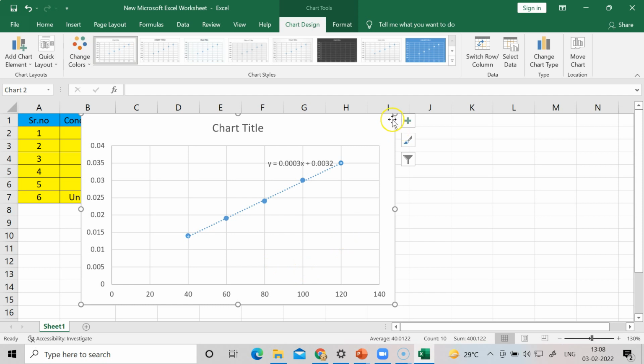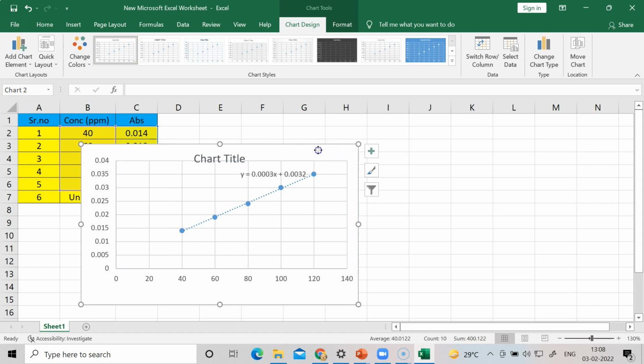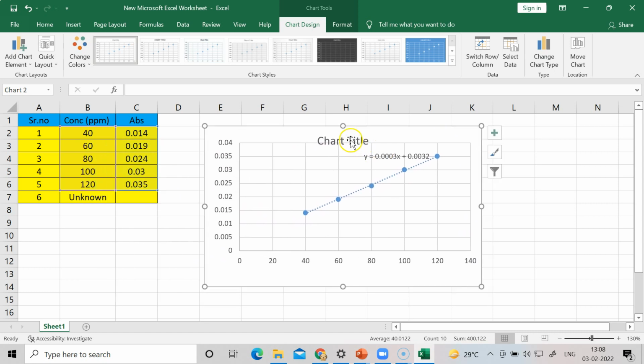Now see, on the y axis you can see it is absorbance, and on the x axis it is concentration. These are the concentrations, that is 40, 60, 80, 100 and 120 ppm. And this equation is a line equation, also called y equals mx plus c. I will explain what this equation actually is.